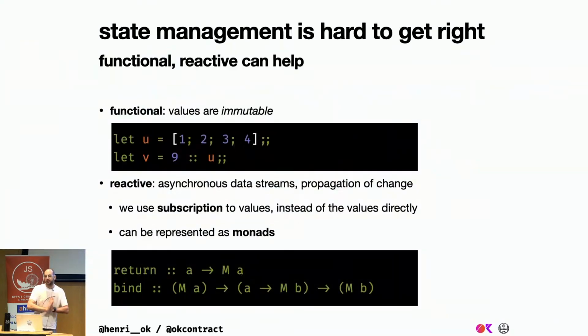And the problem is, I'll go straight to it, state management is pretty hard to get right. And we think that functional and reactive can help here. So just to make the definitions clear, and I know that several of you know functional programming, one of the main aspects of functional programming is that the values are immutable. So for instance, if you define a list U, it will never change. What you can do is construct V, which prepends 9 to that list, but V is a separate value which starts with 9 and then points to U as a list and constructs the appended list.